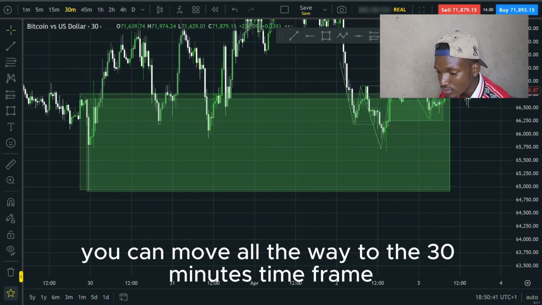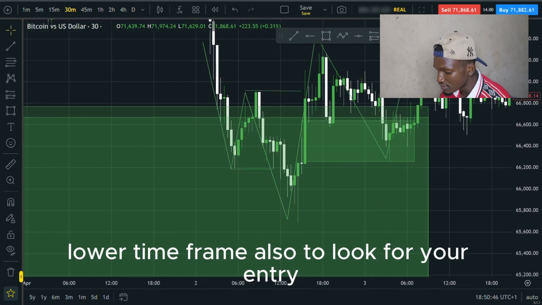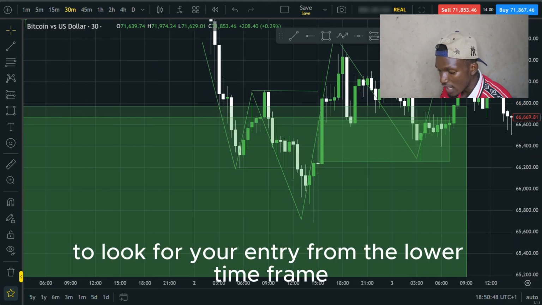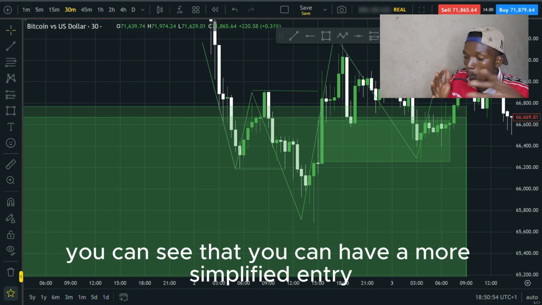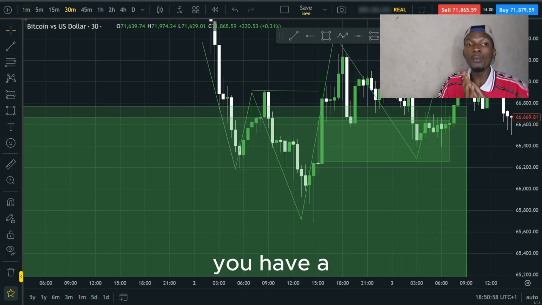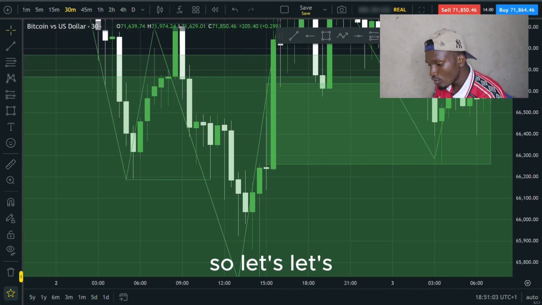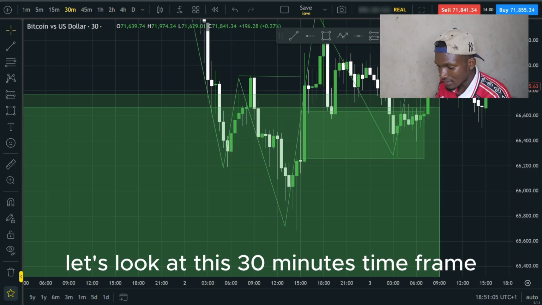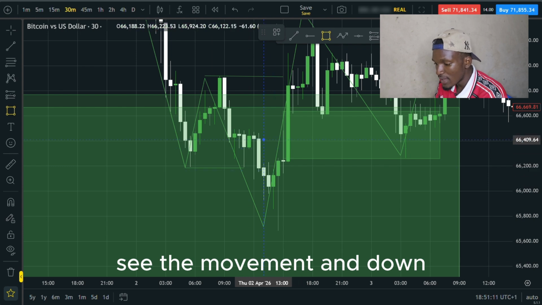can move all the way to the 30 minutes time frame, a lower time frame, to look for your entry. From the lower time frame, from this 30 minutes time frame, you can see that you can have a more simplified entry and a more sniper entry. So let's look at the 30 minutes time frame. We see the same thing, market structure shift, see the movement, and down.